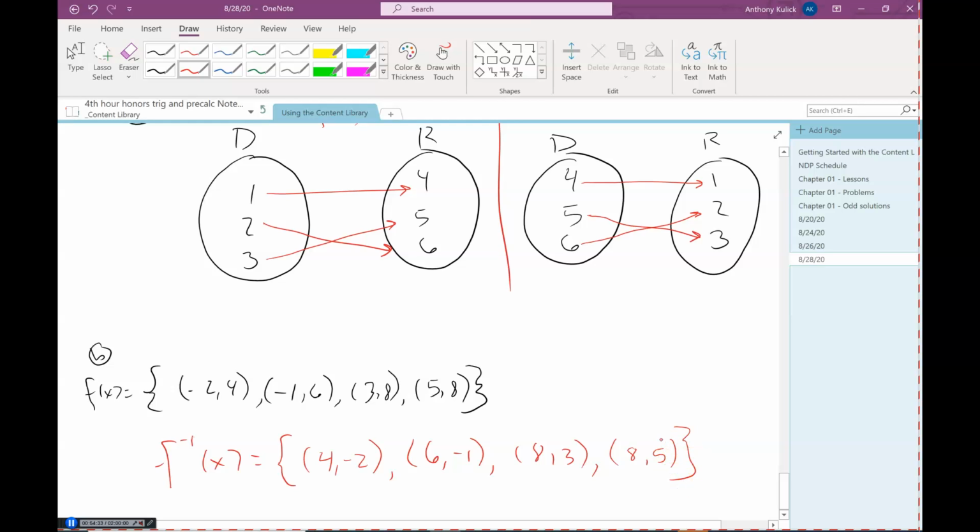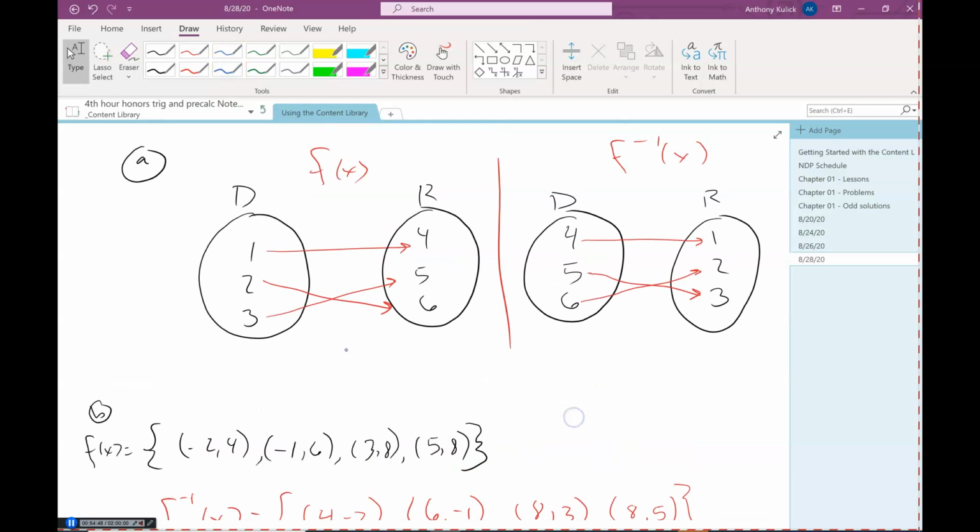What are we really doing here to find the inverse? Just swapping the x and y coordinates, right? That's all we did. Everybody's okay with that? Okay, go back and look up at example B. F of x was a function. Was f inverse a function? Yes, right? Everything in the domain is used and they each go to one place.